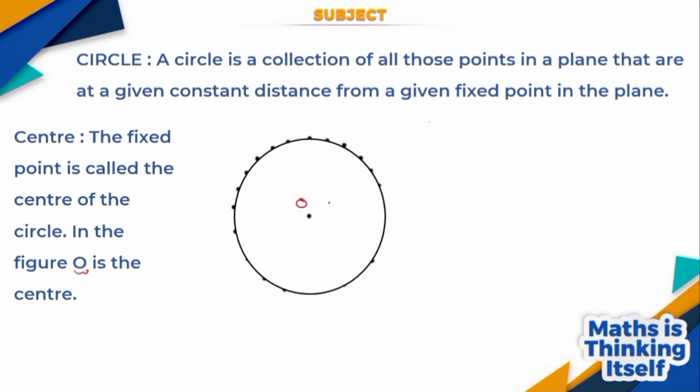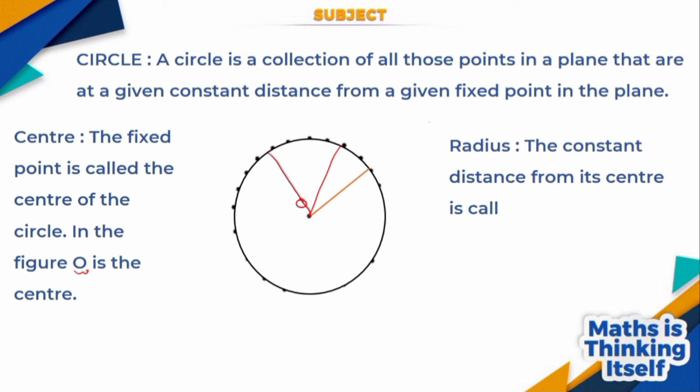Now when we join this center point, that is O, with any point with this equidistant point, this line segment is formed and such line segment is known as radius. So radius means the constant distance from the center and is called the radius of the circle.